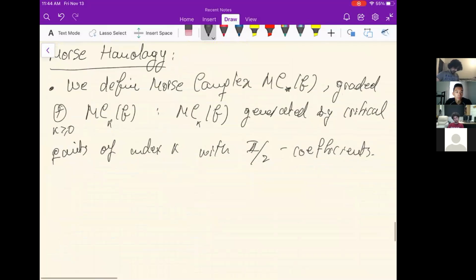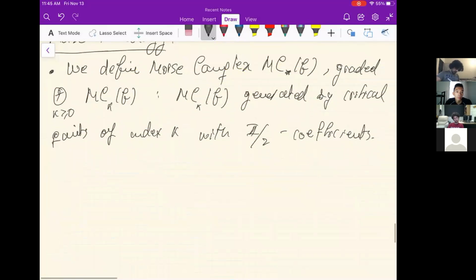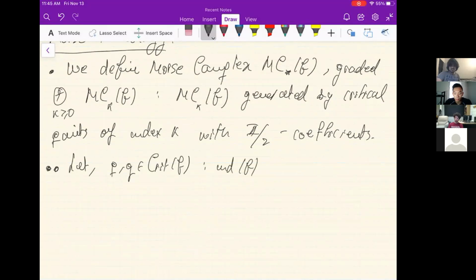Now, before I define the differential, I have to talk about something. Let us consider two critical points of F, P and Q, and I will assume that the index of F at P is greater than or equal to the index of F at Q plus 1.